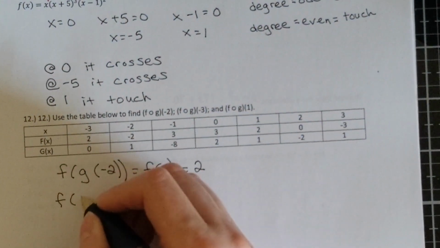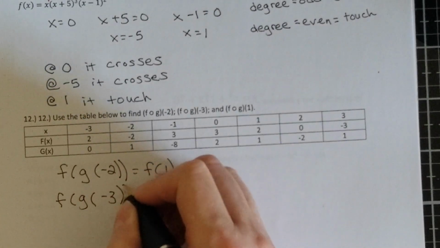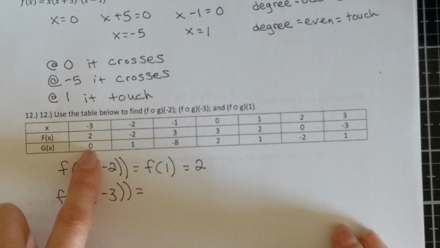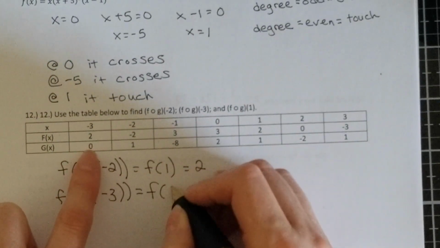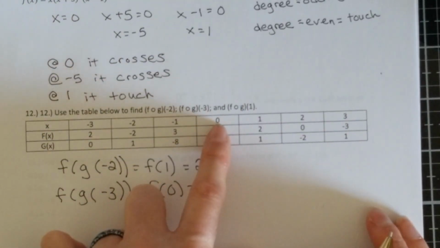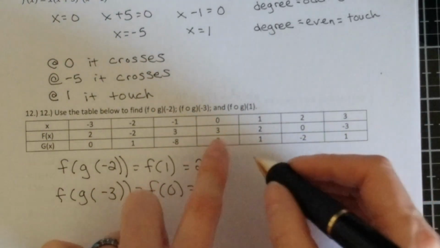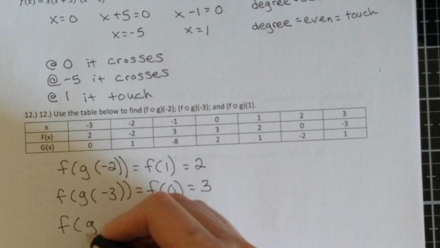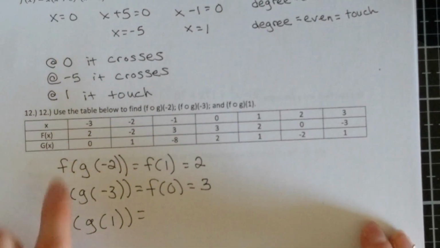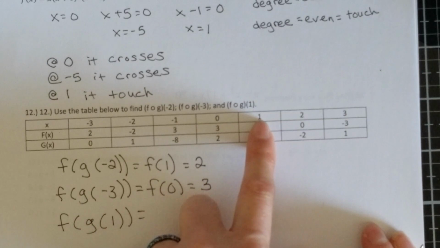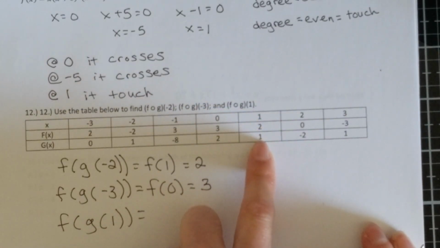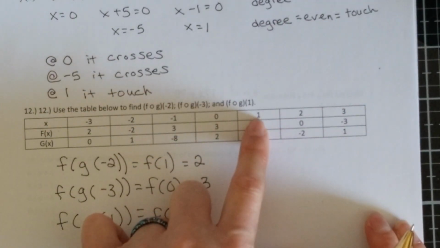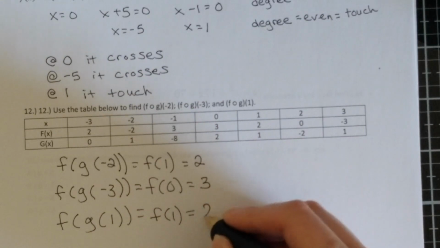All right, f of g of -3. So I read -3 in the x. I look at the g answer and that is 0. So f of 0, I go to 0, I read the f, and that is 3. So my answer there is 3. F of g of 1, so I go over to my x, I find the 1, I come down to the g, that is 1. So this would be f of 1. I come over to the 1, I read down the f answer, and that is 2.